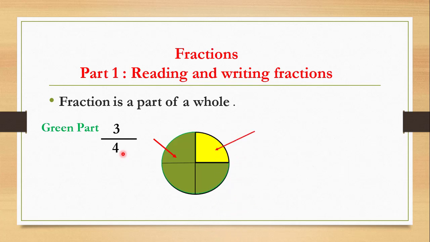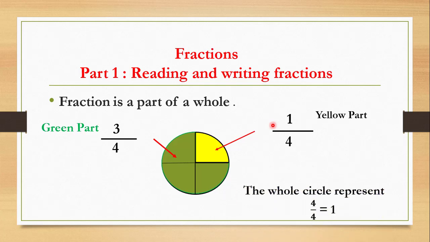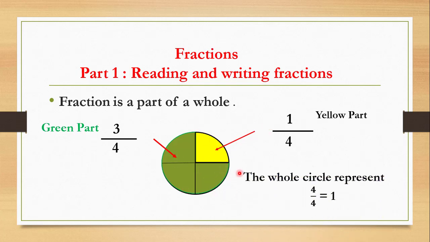Okay, the yellow part, we have only one yellow part out of 4. So I write 1 over 4, or 1/4. The whole circle means 4 over 4, and it's equal to the whole one. 4 over 4 means 4 divided by 4. It means 1. So any fraction with the same top and bottom number is equal to 1: 8 over 8, 7 over 7, or 4 over 4.